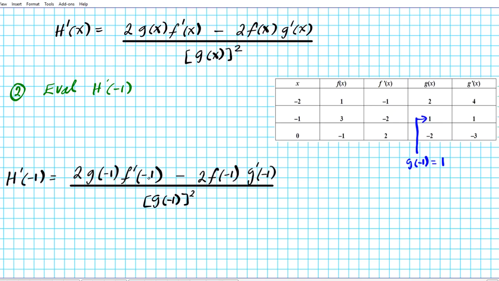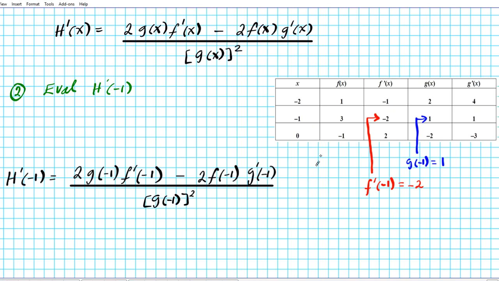Next, f prime of negative 1. So let's identify the f prime column. This is the f prime column right here. So we're going to be looking for the one that has the row of negative 1. So this right here, that's f prime of negative 1. Okay, so this is f prime of negative 1, and the answer is negative 2.